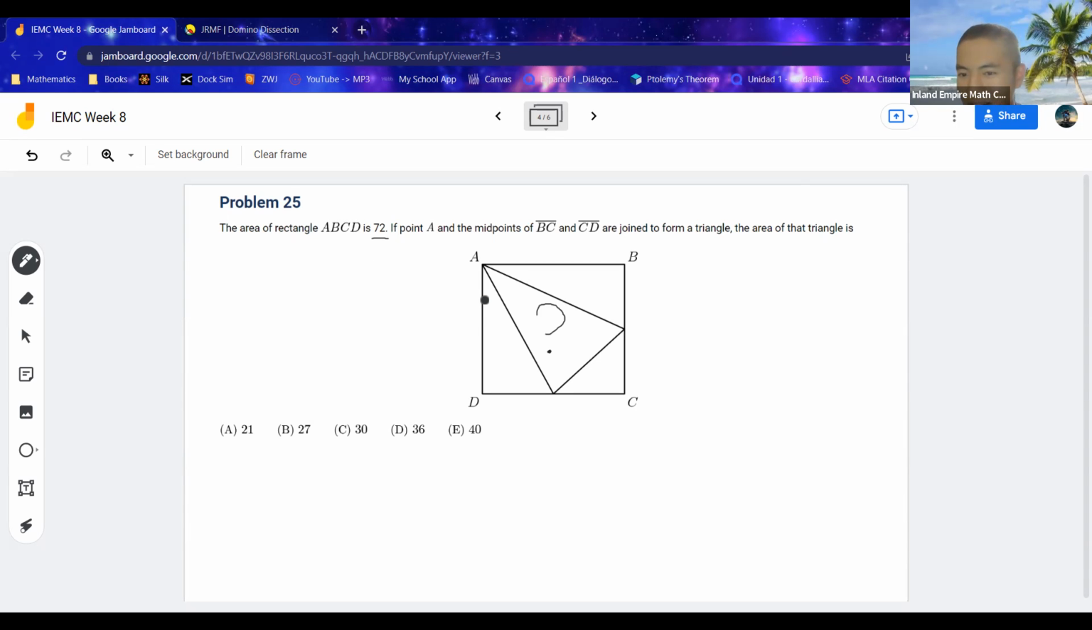Loy and Joyce, do you guys have any ideas on how to solve this? Joyce said 72 divided by 2. Well, I can see why you would say that. However, we don't know that the triangles are equal, or we don't honestly know anything about these triangles.